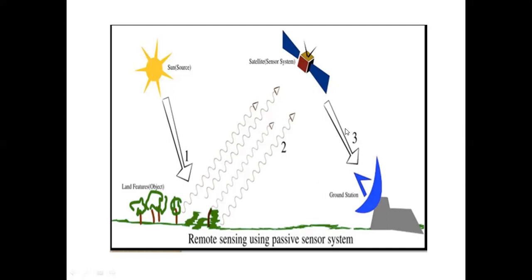Means passive remote sensing uses a natural source of energy. With a natural source of energy, when we collect some information without physical contact with the earth surface, it is called passive remote sensing.